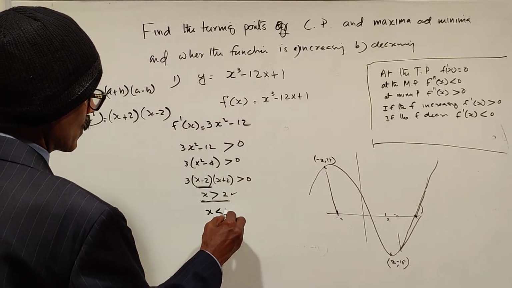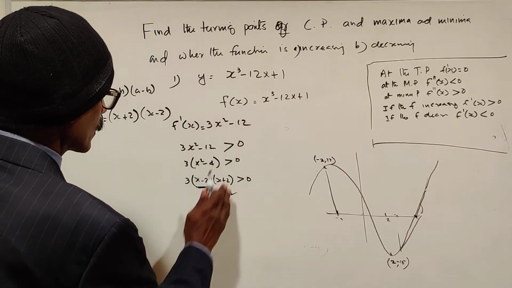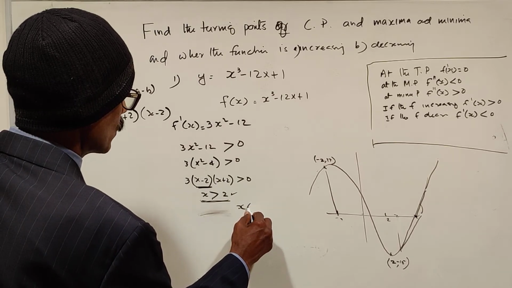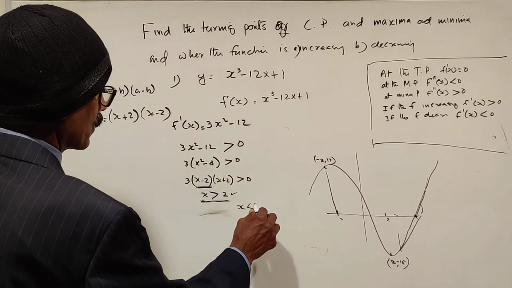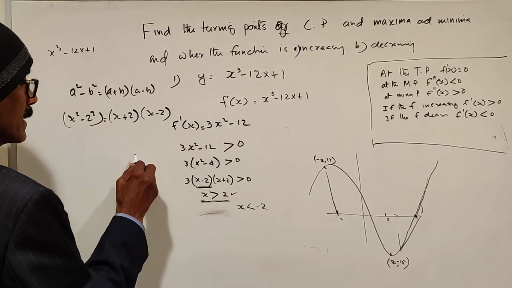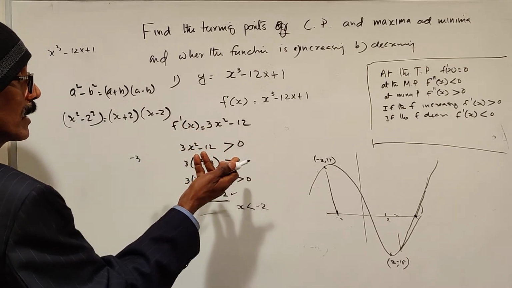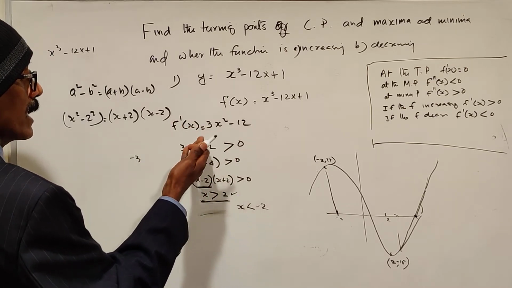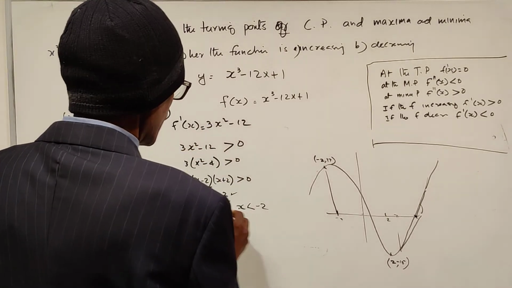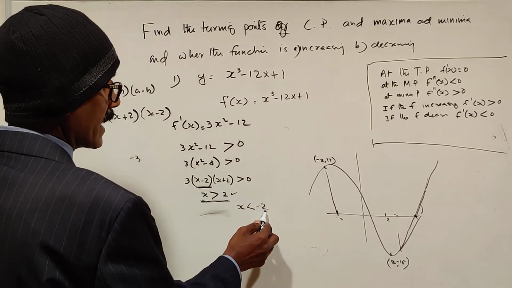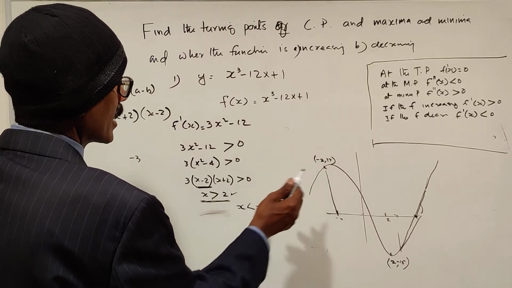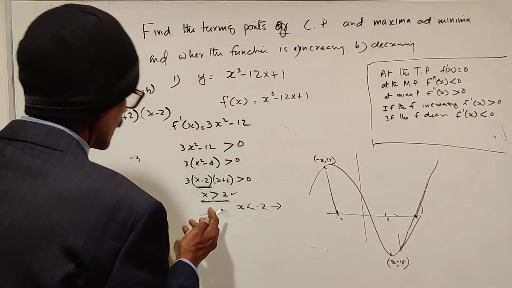Then when x is less than negative 2, we need to put negative 3. Negative 3 square is again 9. 9 times 3 is 27. Positive. Correct. So x is greater than 2 and x is less than negative 2, the function is increasing. Positive. See, there are two values.